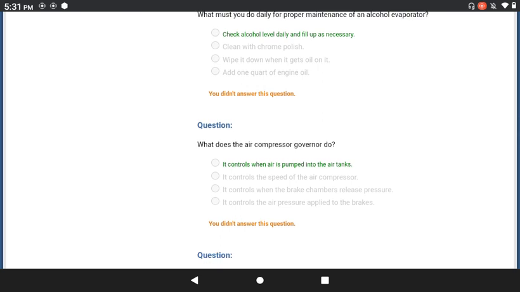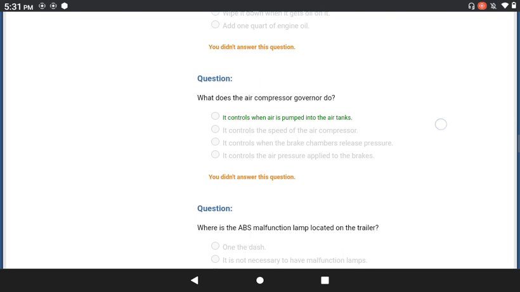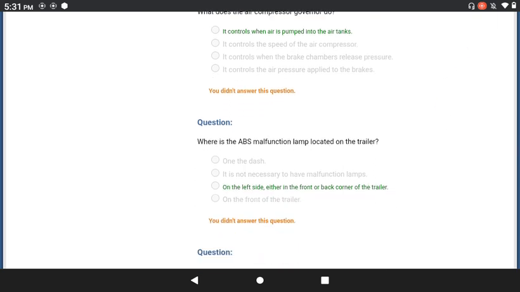What does the air compressor governor do? Or again, they just asked the same question again. It controls when air is pumped into the air tanks. Where is the ABS malfunction lamp located on the trailer? On the left side, either in the front or the back corner of the trailer. Easiest way I remember this one is I always think on the driver's side. That's the left side, on the driver's side.